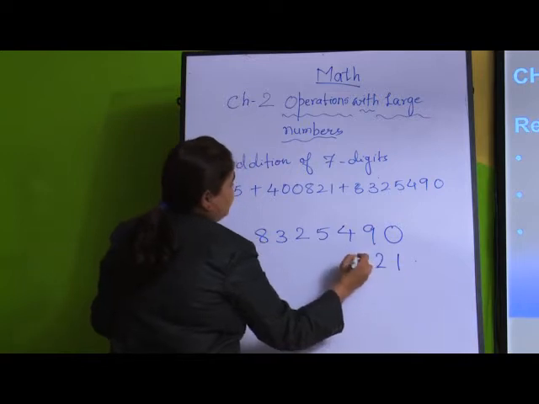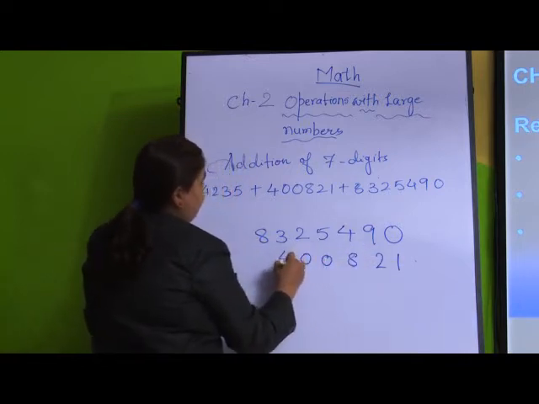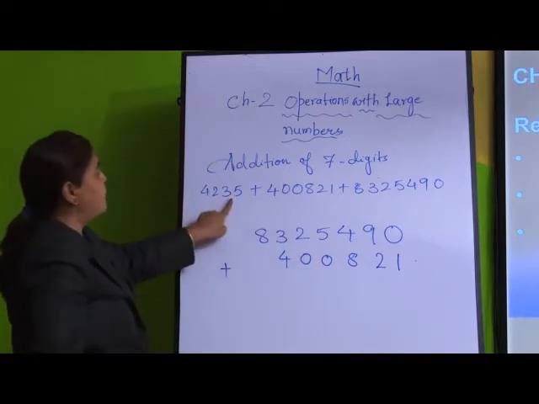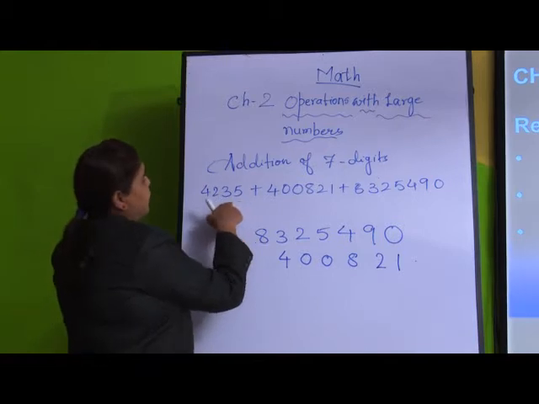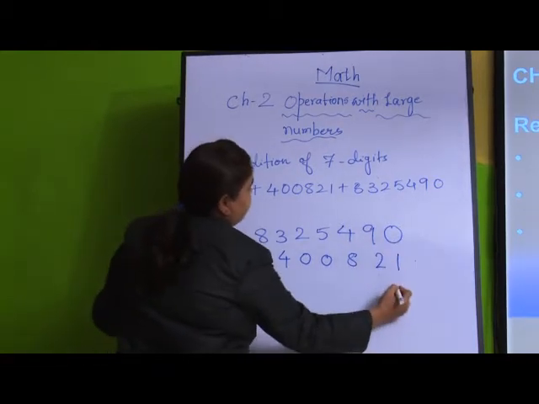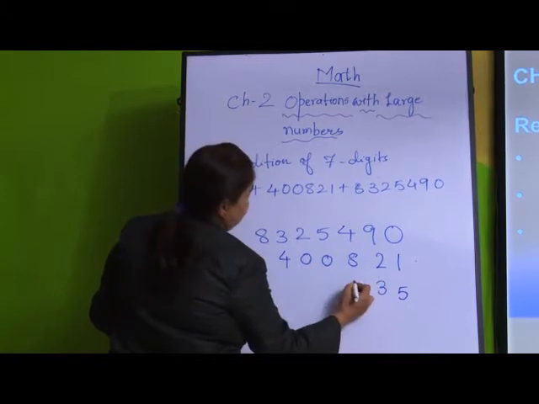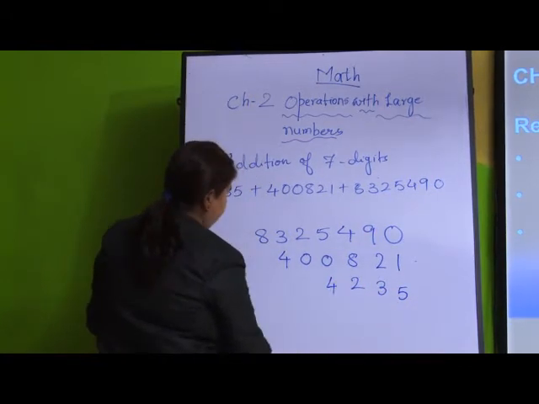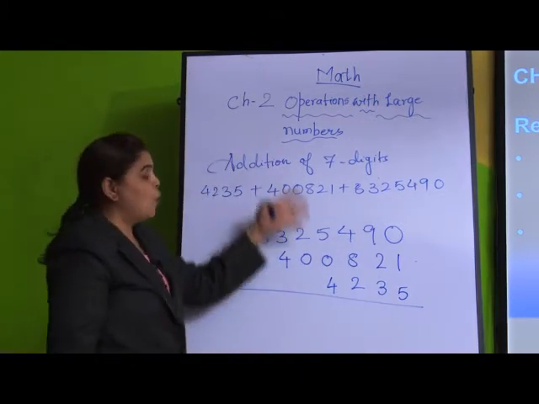This is my 2, 8, 0, 0 and 4. Again, one more number I am having, just I have to add this. Again I have to start it from ones. This is from my ones, that is I will write 5, then 3, 2 and 4. Now this I had arranged in a vertical way.